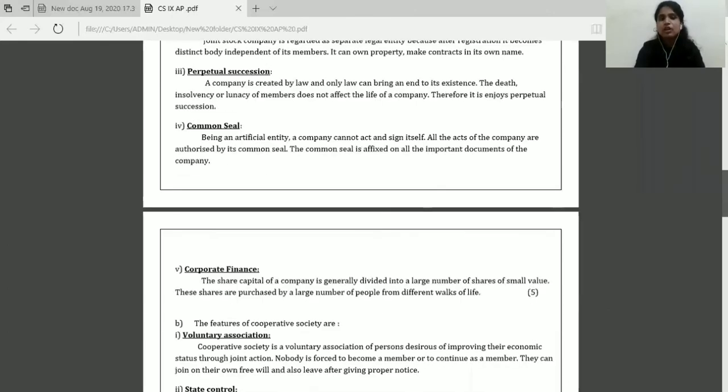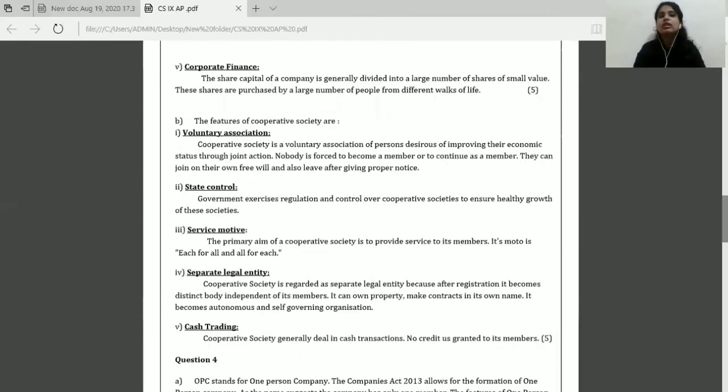Moving on to question 3b, explain the features of cooperative society. Again, the same thing has to be kept in mind, students. The statement has to be first mentioned while starting your answer. The features of cooperative society are, and then number your features, create headings, underline those headings, and write suitable explanations for the same. 5 marks question, so you will write 5 features along with head points and explanation.